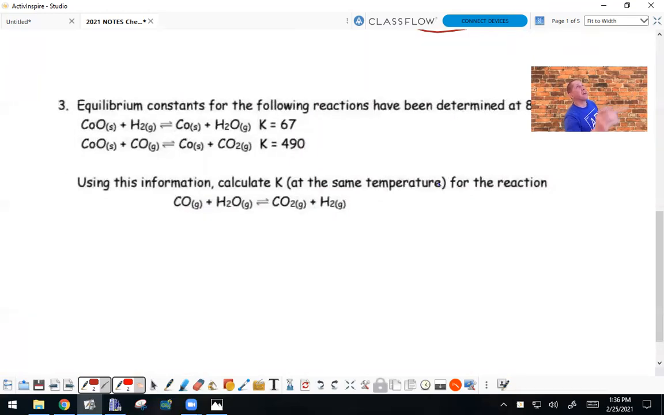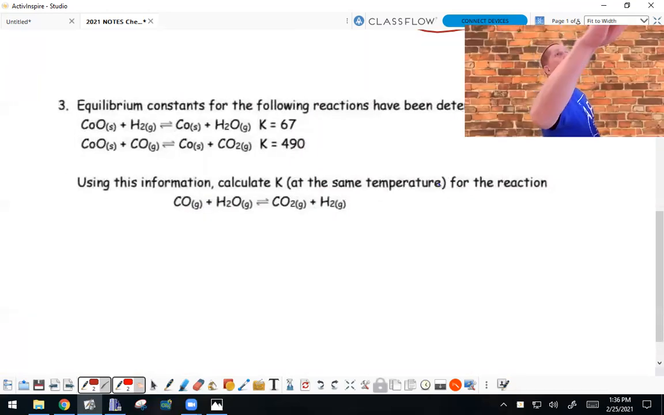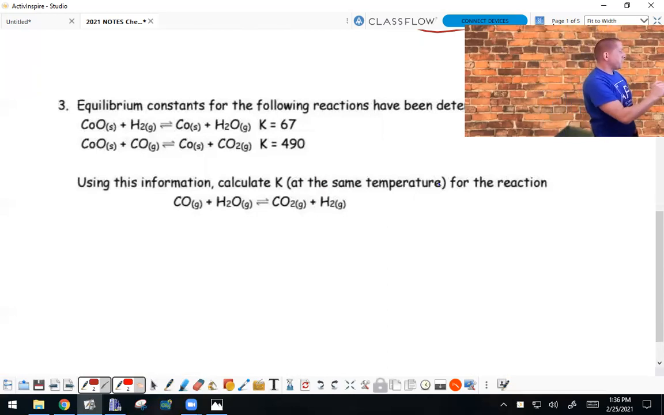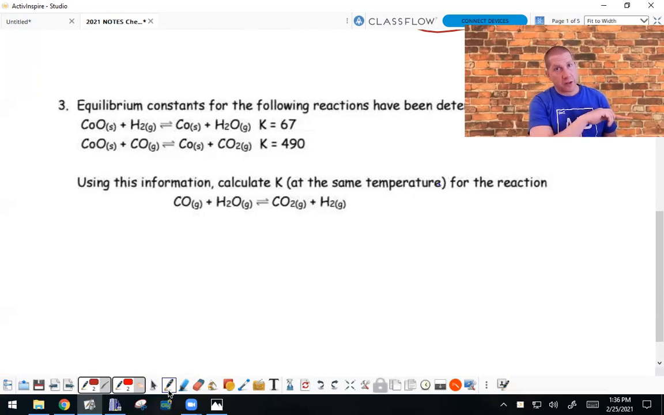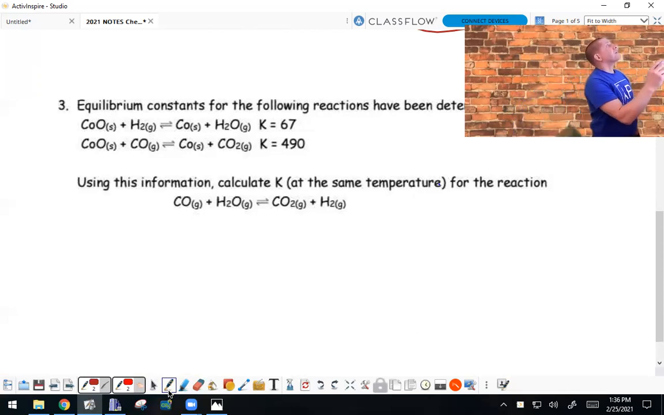And now we're doing the same thing. So we have this third reaction. They give us a temperature each time, you'll see. And the reason for that is K value, just like the K value when we were doing rate constants, depends on temperature. So if you change the temperature, there's a good chance that it changes the K value.